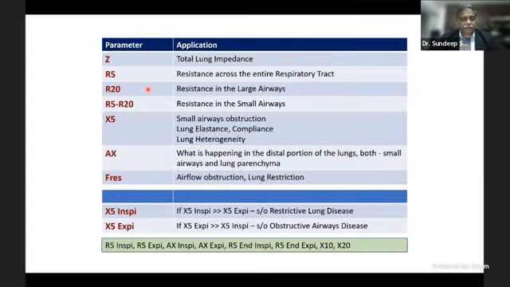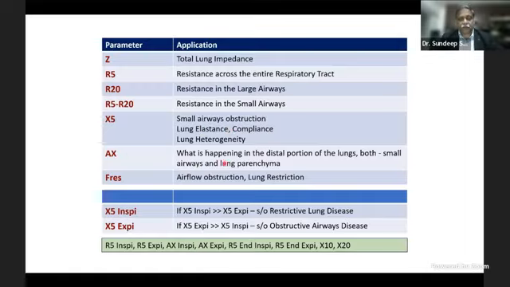Now, what do these parameters actually tell you? So I told you about R5, R20, R5 minus R20. I will not repeat it now. X5 gives you three different pieces of information. Small airways obstruction is seen in X5. X5 also represents lung elastance and compliance and lung heterogeneity, as Dr. Lennart mentioned in his presentation. So X5 gives you everything that is happening in the distal portion of the lung, be it the small airways or the lung parenchyma.